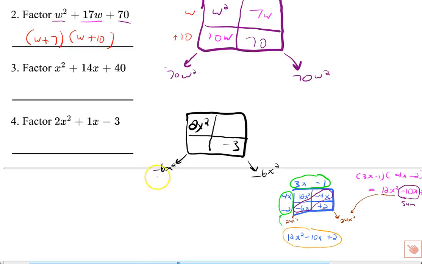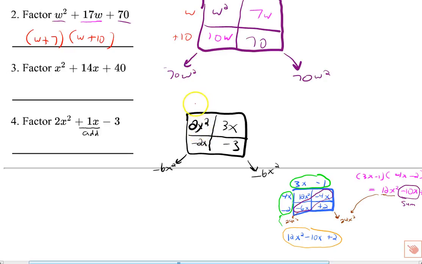So now I have to start thinking of things that multiply to negative 6, but add to 1. They have to add to 1. So 6 is going to be 2 times 3. So what if I had a 3x and a minus 2x? 3 plus negative 2 is 1. They add to 1, and they multiply to negative 6. So we've got it. Okay, so now all I have to do is figure out what the outside is.